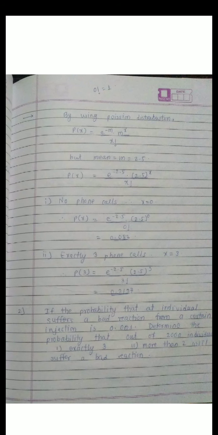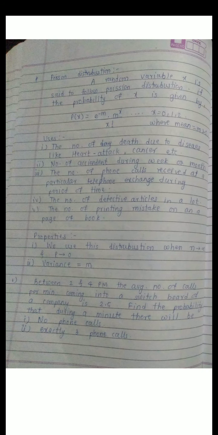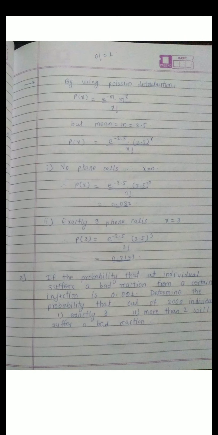By using the Poisson distribution, we know that the standard PDF, the probability distribution function, for the Poisson distribution is e raised to minus m into m raised to x divided by x factorial. Here m is nothing but the mean, and the mean is given as 2.5. Replace this value in the standard formula. First, our target is to find the probability that during a minute there will be no phone calls. That's why we calculate the probability at x equal to 0, meaning no phone calls. Replace x equal to 0 in the standard formula and we get 0.082.